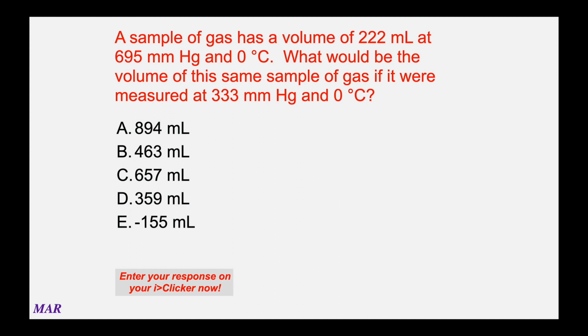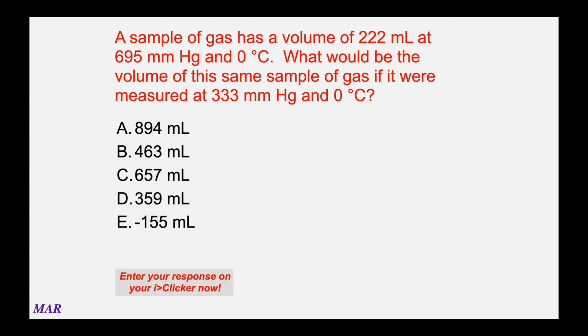So this is the first of these questions. A sample of gas has a volume of 222 milliliters at 695 millimeters of mercury and 0 degrees Celsius. What should be the volume of the same sample of gas if it were measured at 333 millimeters of mercury and 0 degrees Celsius? See if you can work on this question. Pause the video and you can work on it. When you're ready, you can unpause it and we'll talk about the answer. Pause the video now.